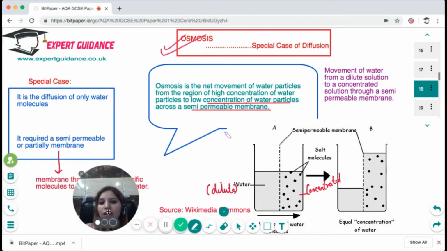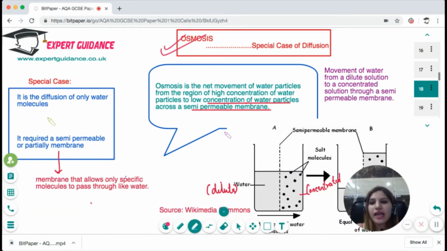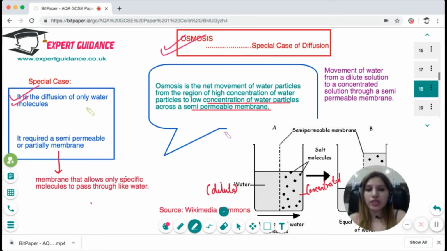Now, why is osmosis a special case? Because there are two special things in osmosis. First, it is the diffusion of only water molecules. Diffusion can be the diffusion of any substance, but osmosis is the diffusion of just water molecules. And second, a semi-permeable membrane, or partially permeable membrane, is required. Now, what is a semi-permeable membrane? A membrane that allows only specific molecules to pass through, like water.